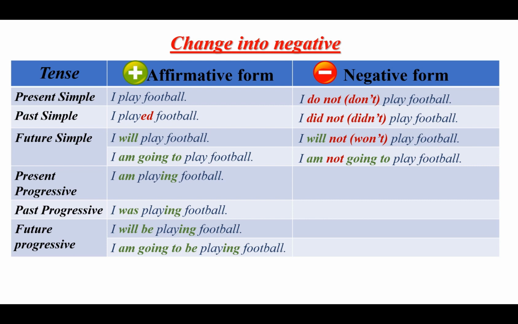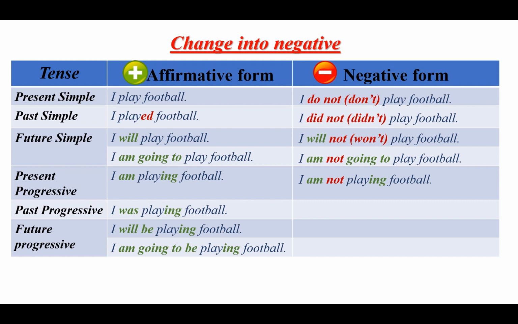For the future simple, in affirmative form, I will play football. In negative form, I will not or won't play football. Another one. In affirmative form, I am going to play football. In negative form, I am not going to play football.